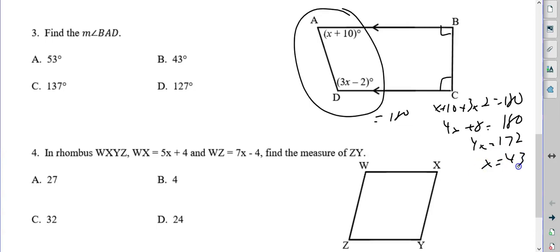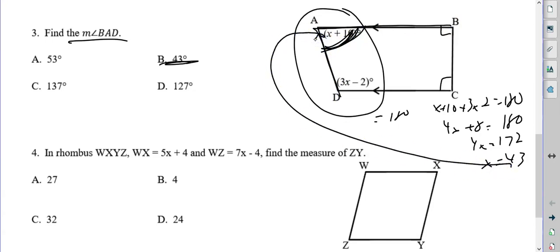Now be careful. Here's 43. But notice, it does not say find the measure of x. It says find BAD. Where's BAD? That's right here. So we plug that 43 in for x, and we get 53.